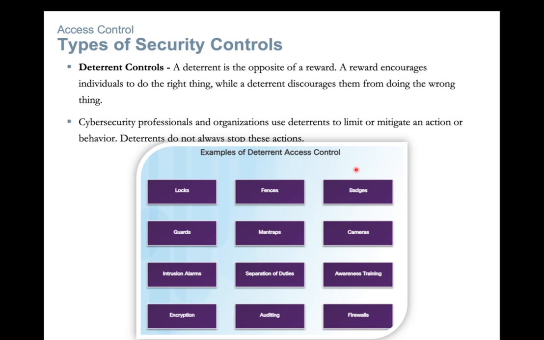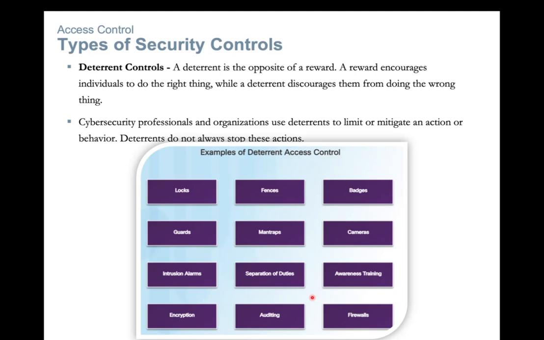In this figure, it lists some common access control deterrents used in the cybersecurity world: locks, fences, badges, guards, man traps, cameras, intrusion alarms, separation of duties, awareness training, firewalls, auditing, and encryption. These all come under deterrent controls.